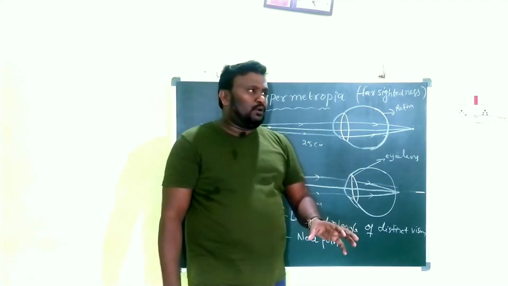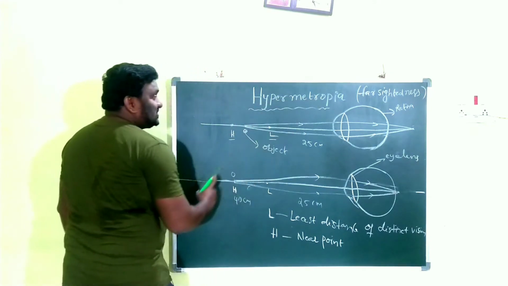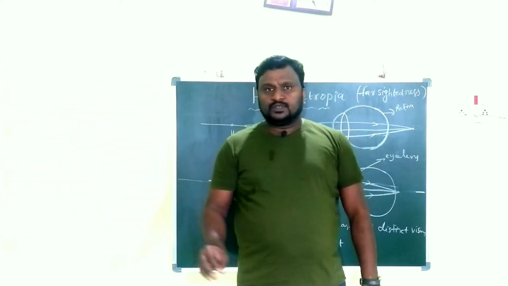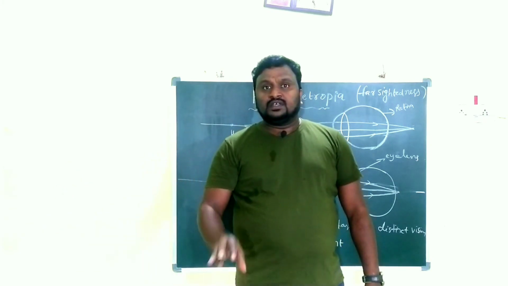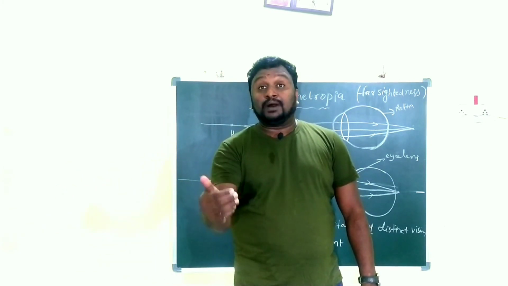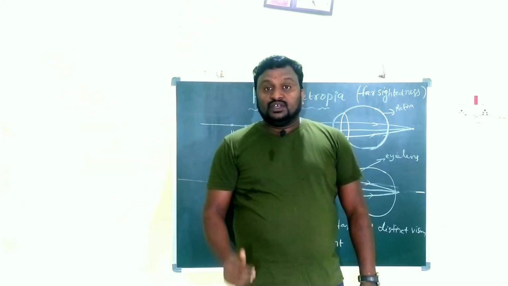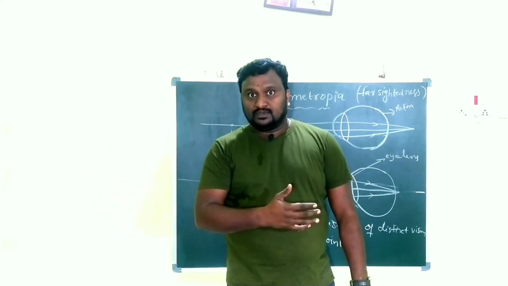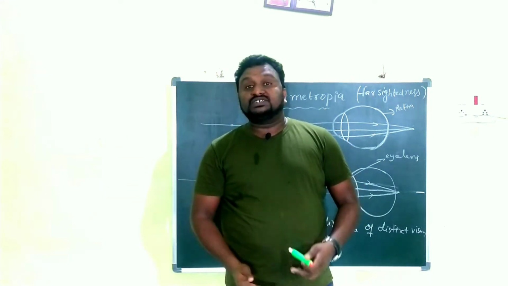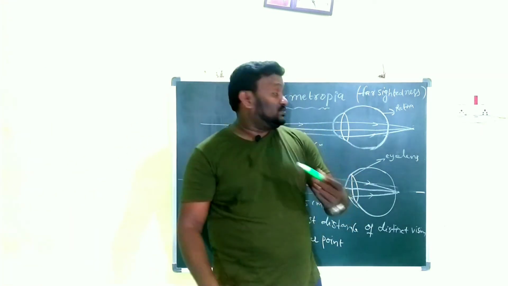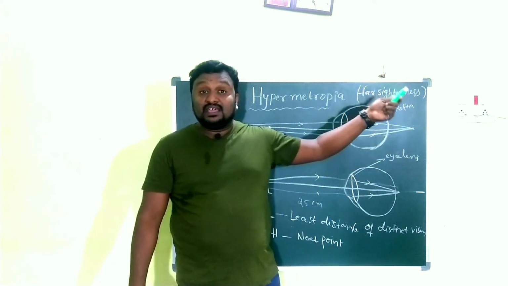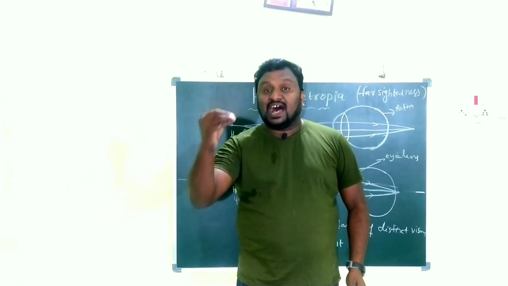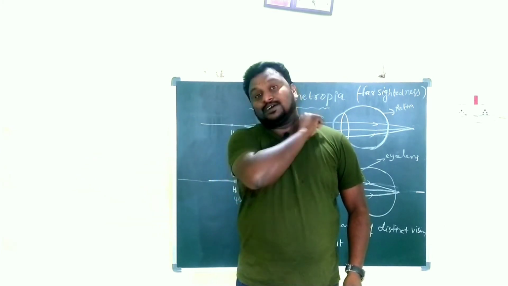So this is simply about hypermetropia. What's the reason for hypermetropia? Simply, children, hypermetropia is one of the eye defects. The people who are suffering with it are unable to see the near object, but they are able to see the far object. Why are they able to see the far object and unable to see the near objects? When the people watch the near object, the eye lens forms the image behind the retina. For a particular minimum distance, the eye lens can form the image on the retina.